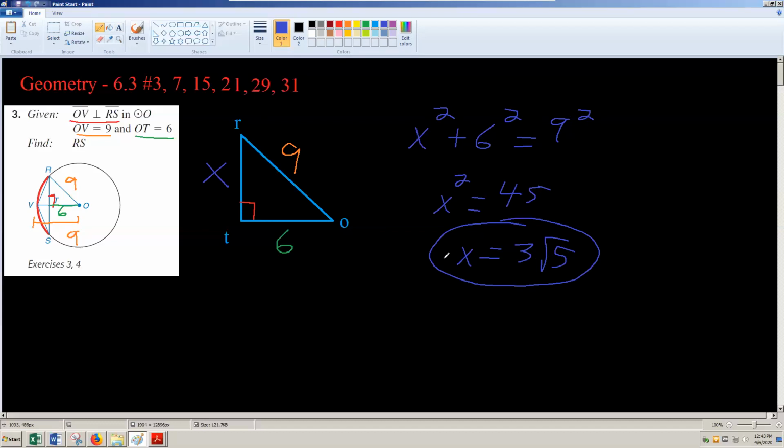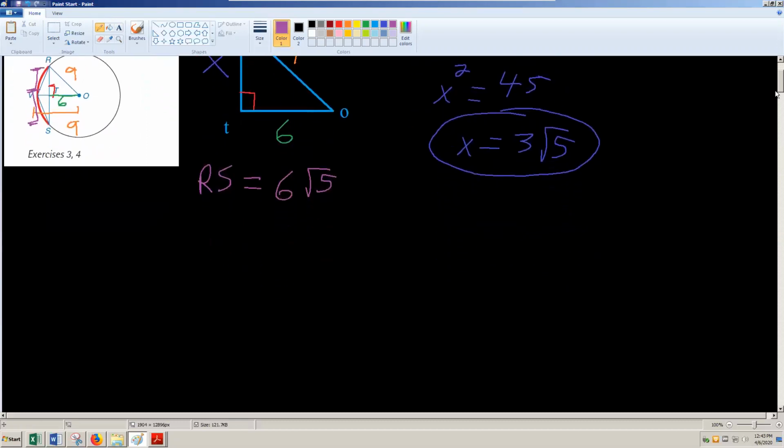Since my X value is 3 root 5, and this only represents half of the distance that I want, because I want to go back out to here. If I'm intersecting perpendicular to a chord, I know that I'm bisecting it. That tells me that RS is going to be 2 times this thing, so it's going to be 6 root 5. Any questions there? Perfect. Good to go.